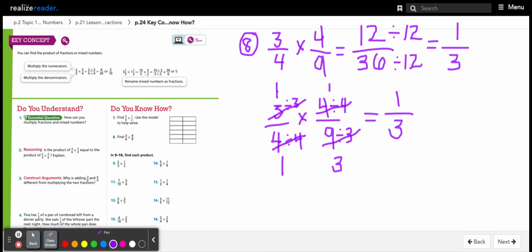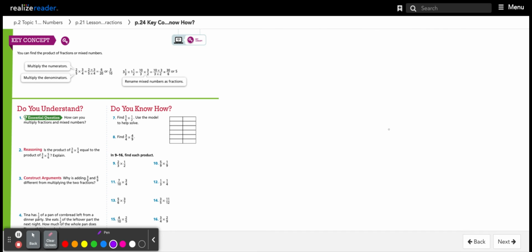So as we begin working with bigger numbers, it's going to be easier to simplify before multiplying. But if you simplify at the end, you should still get the same answer. It's just easier to simplify before multiplying. Let's try another example. Okay, now let's look at number 9. So in my notebook, I'm going to write number 9: 2/3 times 1/2.